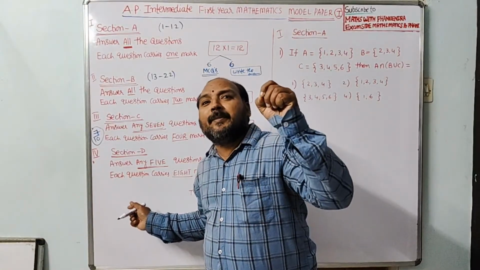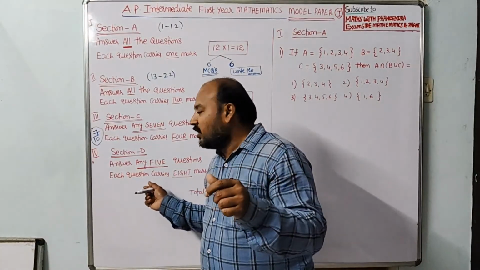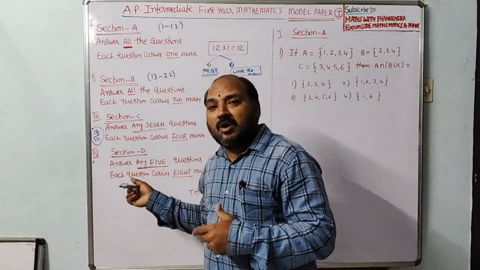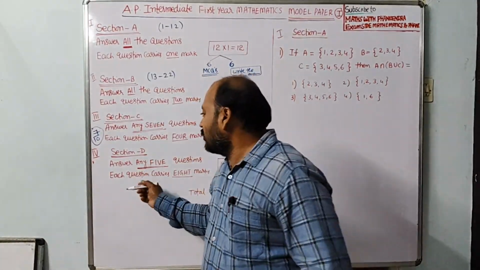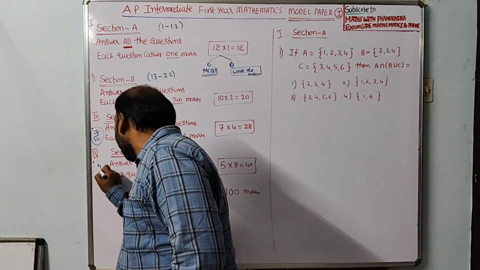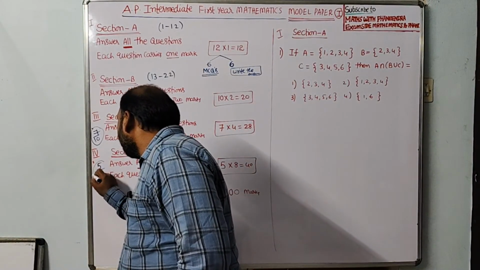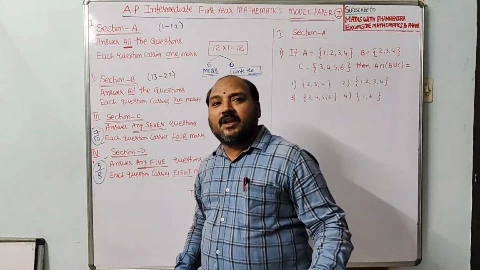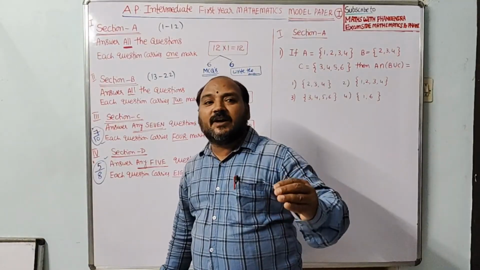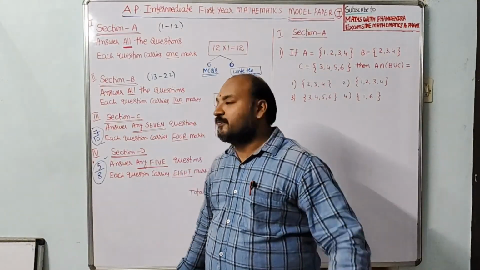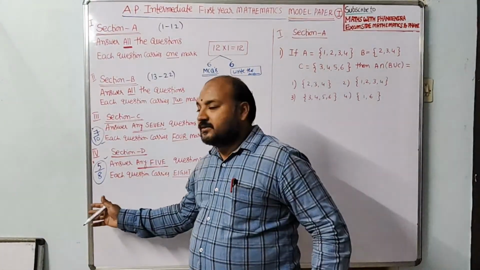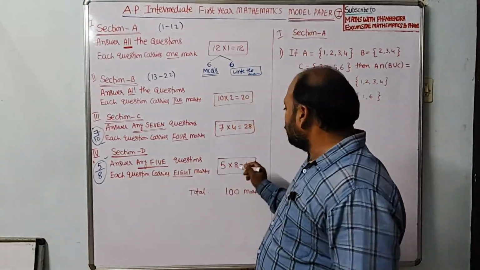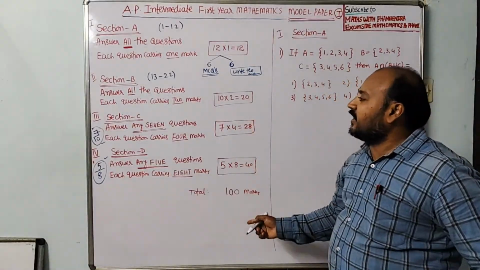This is the major marks-getting section. So out of 8, you have to write any 5. So here choice is there, even here also choice is there. Choice is there only in section C and section D, dear students. Here each carries 8 marks. So total 100 marks are there.